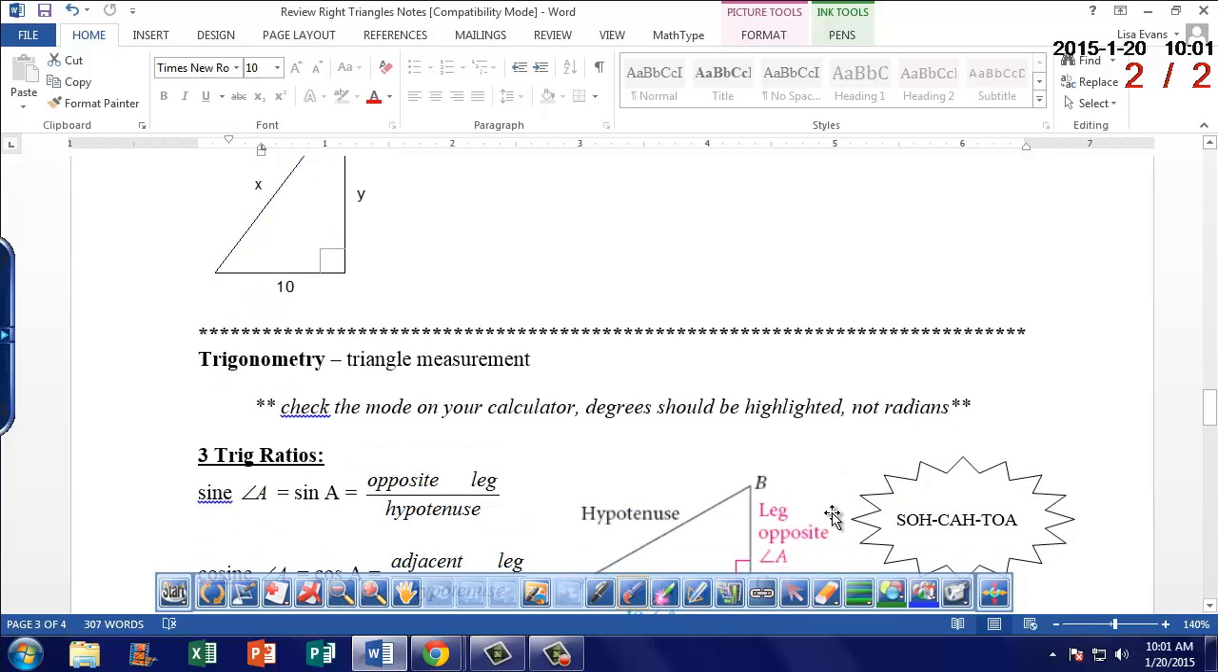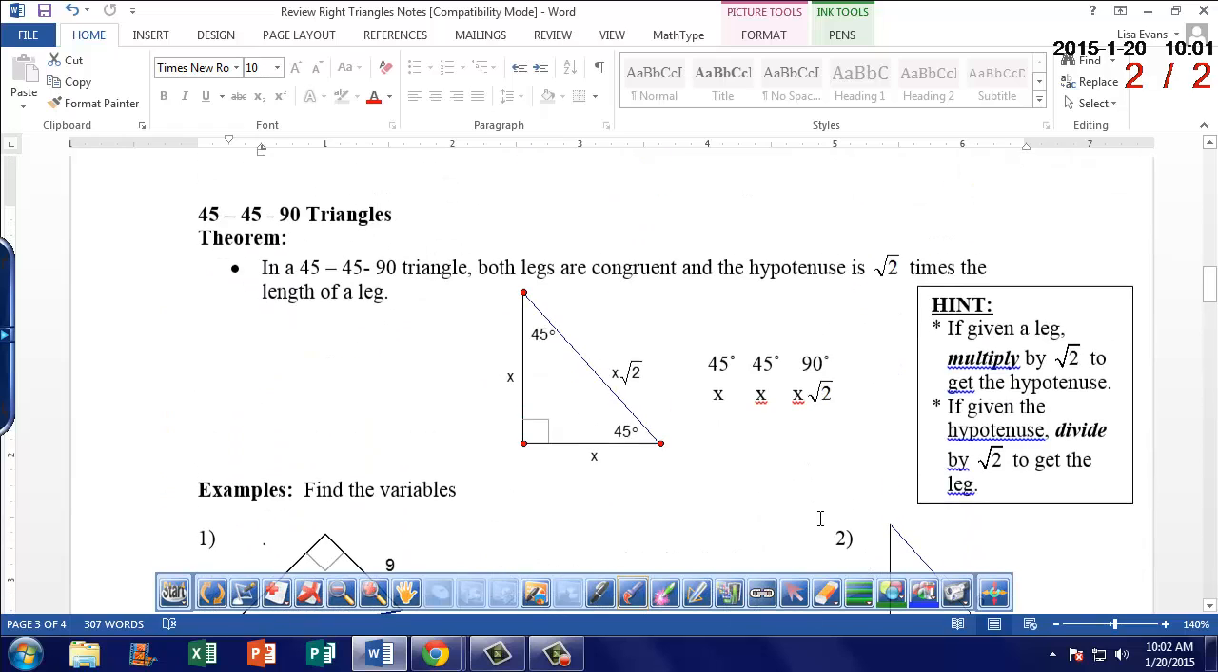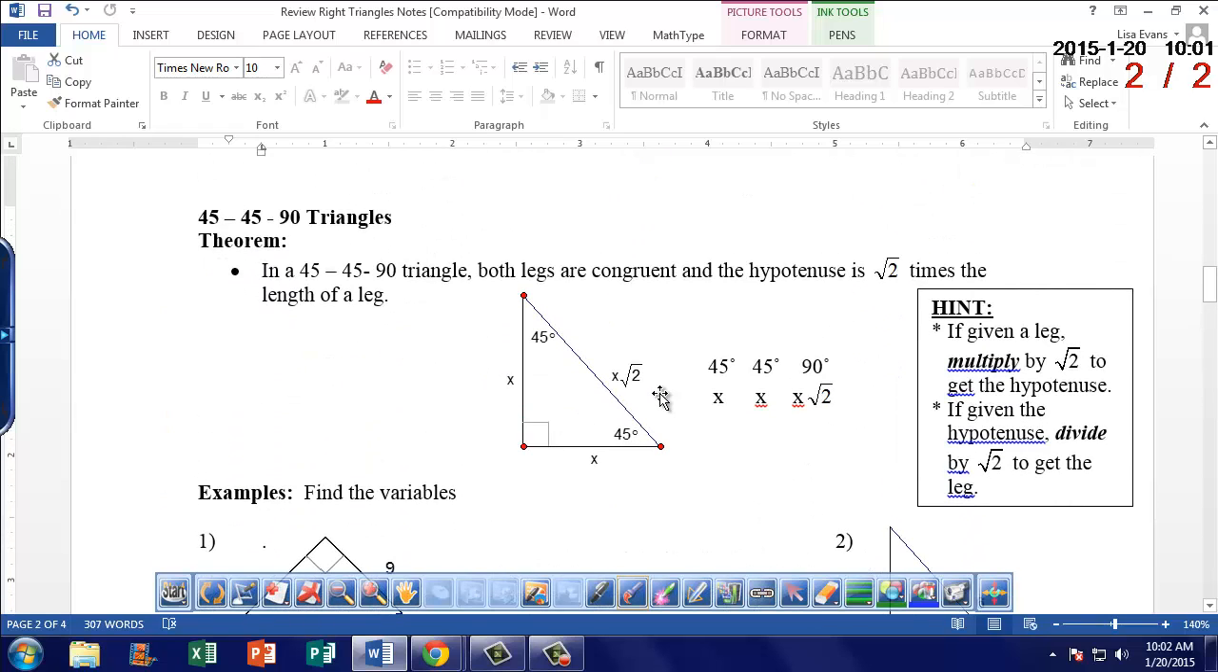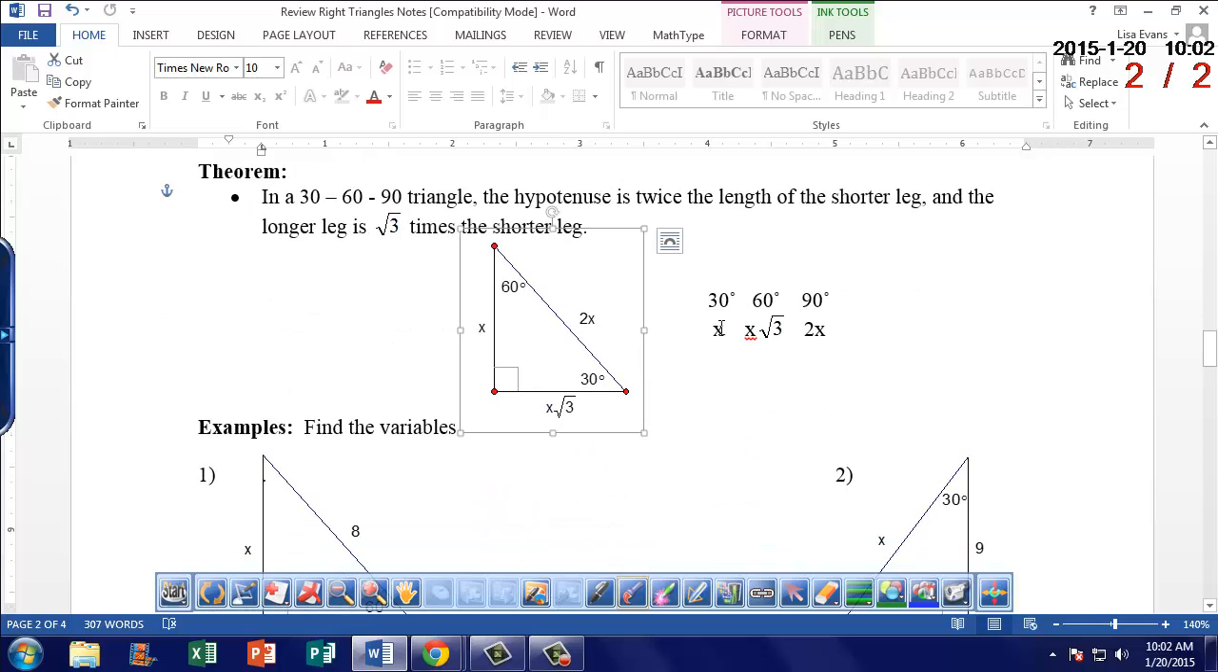Now, we use trigonometry when we don't have a ratio of a triangle. So when I say a ratio, okay, up here, we knew that for the legs of a 45, 45, 90 triangle, to get the hypotenuse, we just take a leg and multiply it by root 2. Okay, same thing with 30, 60, 90. We take the shorter leg, we multiply it by root 3 to get the longer leg, and we multiply it by 2 to get the hypotenuse.